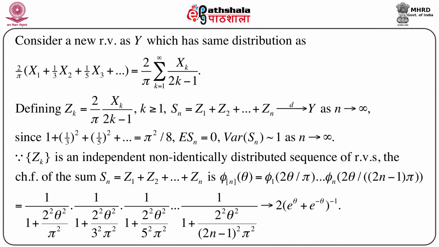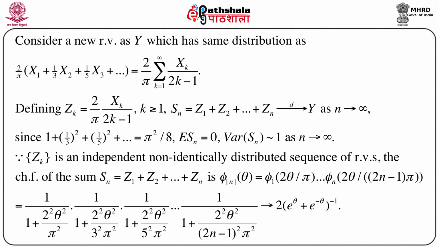Now, let us consider a new random variable Y, which has the same distribution as the random variable defined as 2/π times (X1 + X2/3 + X3/5 + and so on), which equals 2/π summation k equals 1 to infinity Xk/(2k−1). So, this is the random variable that we are considering, and we will investigate the limiting distribution of this variable.